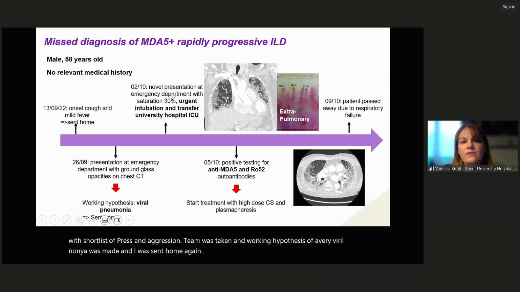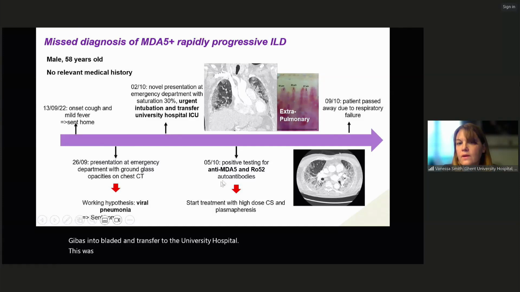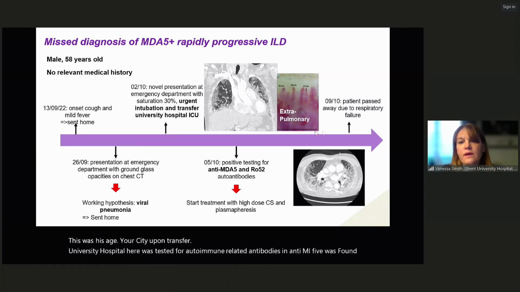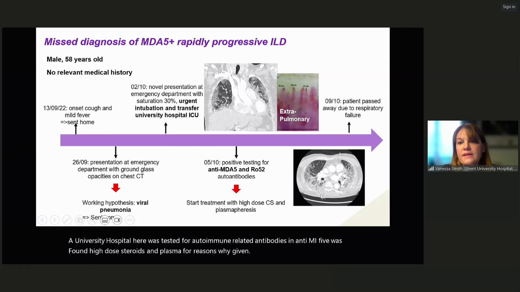But within 1 week, he presented to the same peripheral hospital with a desaturation of only 30%. He was intubated and transferred to the university hospital. This was his HRCT upon transfer. In the university hospital, he was tested for autoimmune-related antibodies, and an anti-MDA5 was found. High-dose steroids and plasmapheresis were given, but unfortunately, the patient died due to respiratory failure.